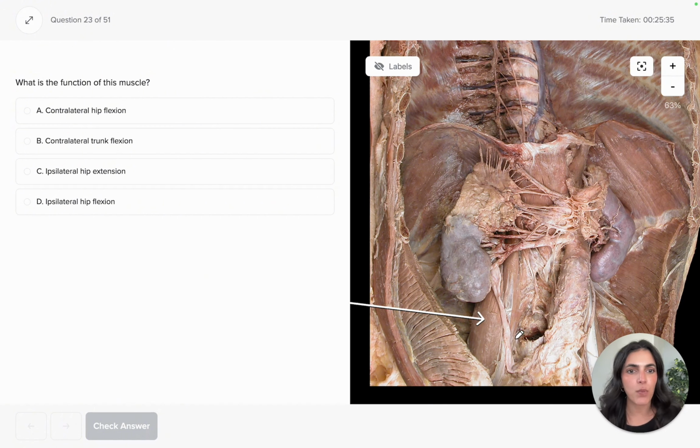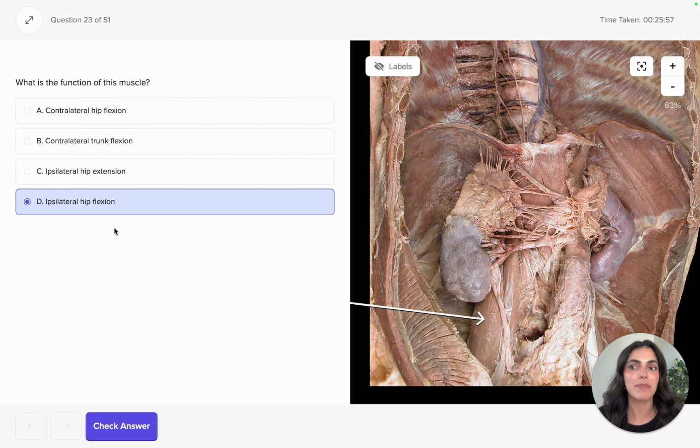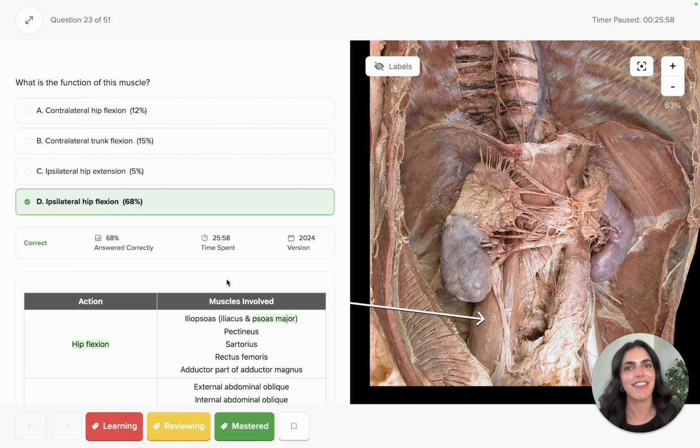So the psoas major muscle as well as the iliacus muscle are going to eventually converge to form one tendon, and both of those muscles are going to act as our primary hip flexors. But that being said, when only one side of the muscle contracts, so in this case we have the contraction of the right psoas major, we would then get ipsilateral hip flexion on the right side. So let's go ahead and double check our answer here. The function of the psoas major is ipsilateral hip flexion, and that's our correct answer.